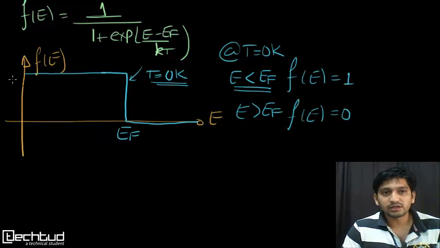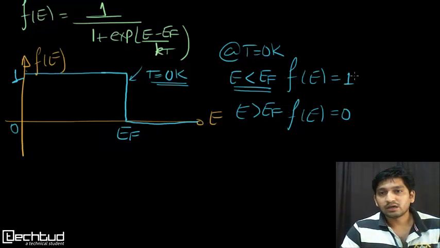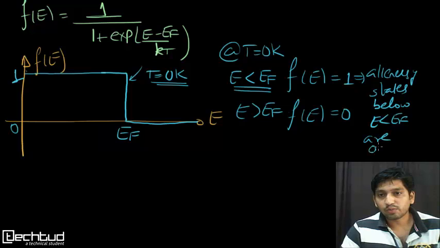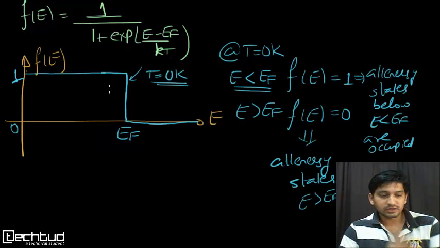This plot is showing you the same case. This is 1 and this is 0. It shows that all the energy states below Ef are occupied by electrons, and all the energy states above Ef are vacant. So this is the Fermi-Dirac distribution function that comes to you.